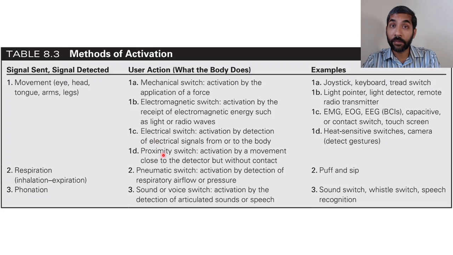You could also talk about proximity switches. So if you go close to a thing, it turns on. You could have a pneumatic switch, which uses breathing as a switch. So if you puff, maybe a switch gets on, or things of that kind. Or you could have a sound switch, right? You could make a sound, and that turns on a switch. So there are various ways of activation. So what we have seen is you have different control sites that you can use, and at each control site you can have different kinds of activation methods or user actions that can be done to actually record the control signal.